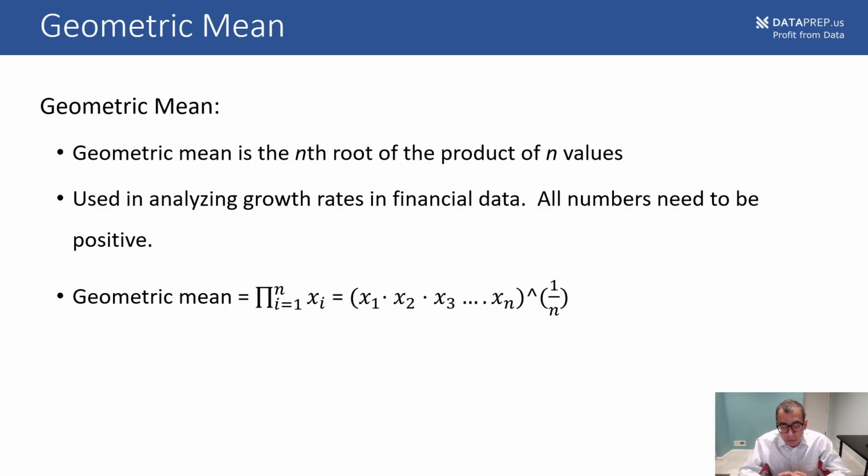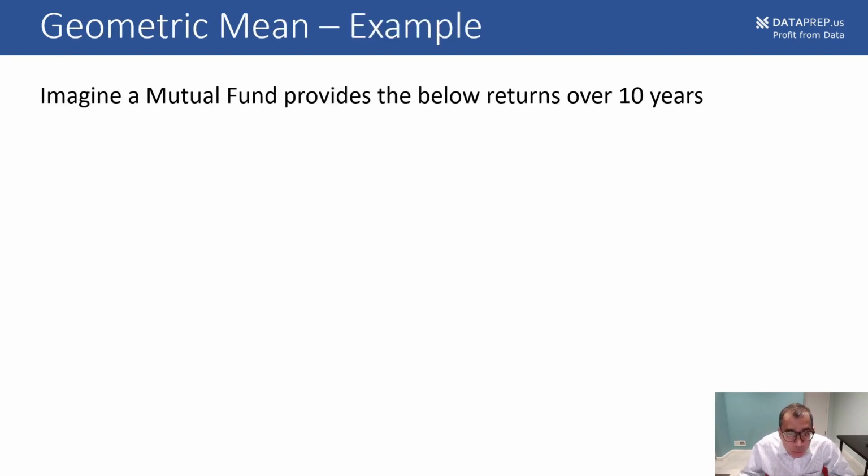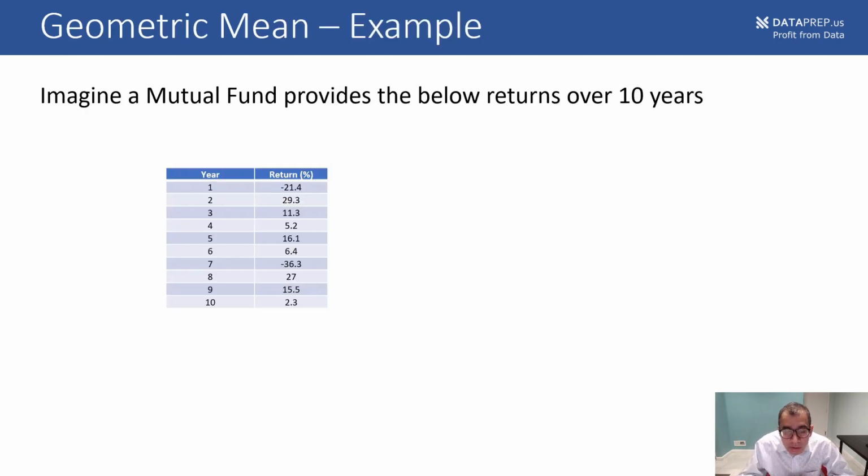So for example, and there is an example right here, there is a mutual fund that provides you a certain set of returns over 10 years. And the question to you is, what is the average rate of return from this mutual fund? Now, the answer to that question is not going to be a simple average of all of these returns over these years. You will have to calculate a geometric average, and we will see how.